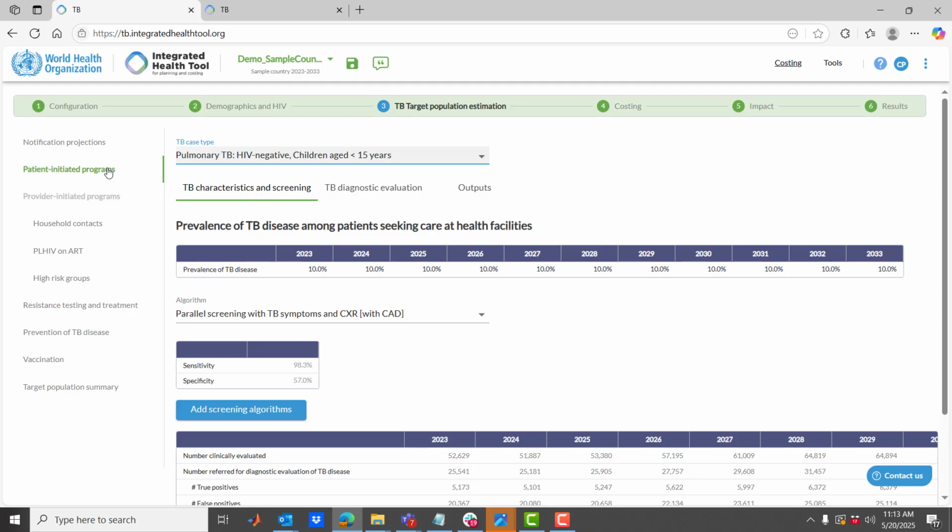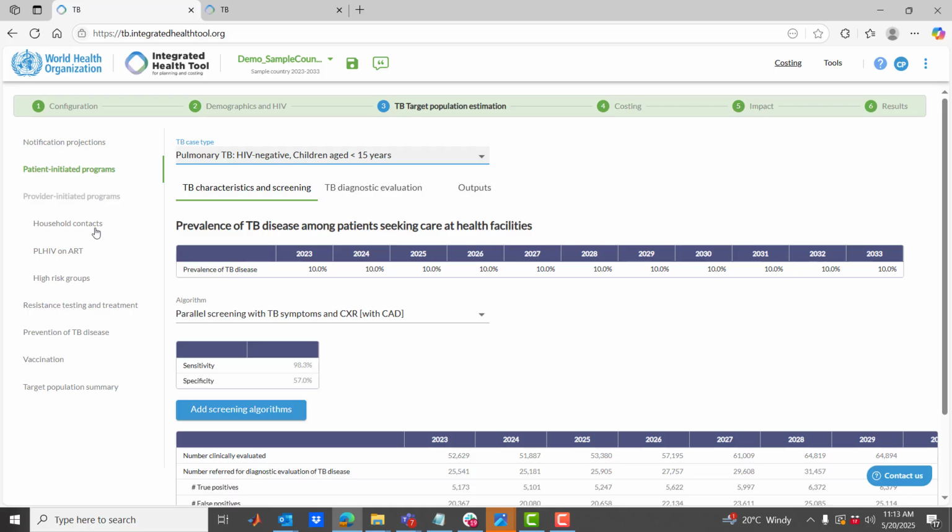While the calculation follows directly from the screening and diagnostic properties of the clinical evaluation and diagnostic algorithm configurations, the process can be undone by too many notifications resulting from the provider-initiated programs, leaving too few patients to be found in patient-initiated programs. Attention must be given to the situation during the validation steps, for which a guide is given in the target population validation video.